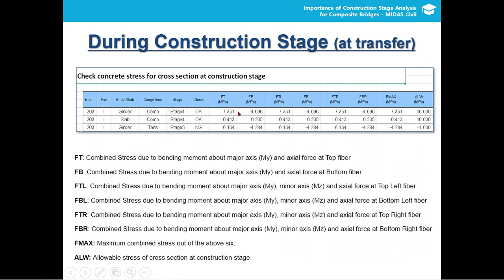This is how you can get an output for the stress check by performing the design and generating an Excel report. You get the combined stresses due to bending moment about major and minor axis, and also you get the results at the top fiber and at the bottom fiber, so that these are covered by the program in the design. Then the allowable stress of the cross-section at construction stage is also given in the table, the one that we have specified. So that is basically considered by the program, and it gives directly a check saying if a certain limit has passed or not passed by giving OK and NG respectively.